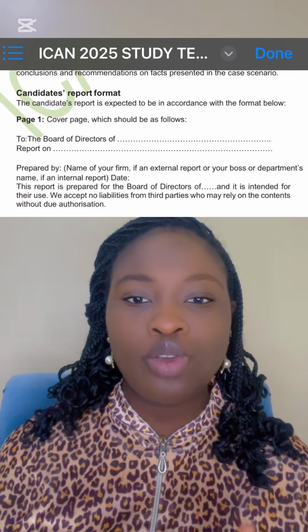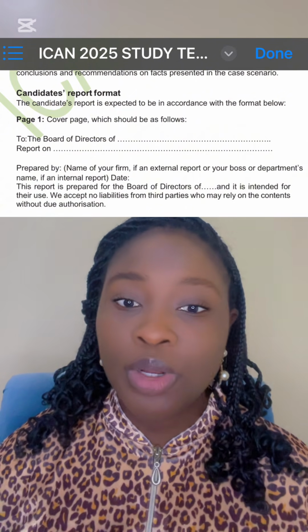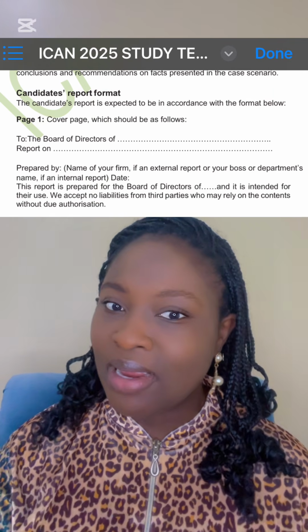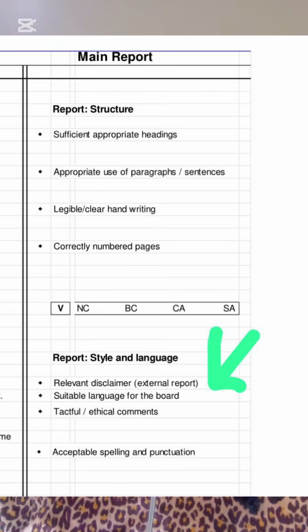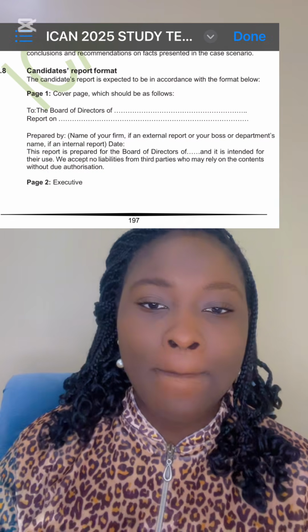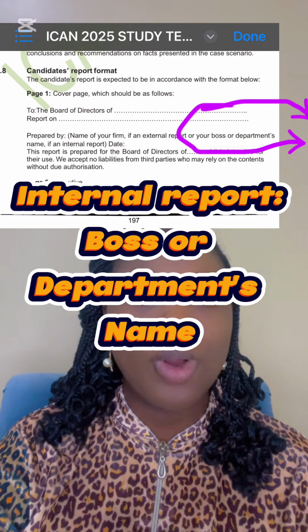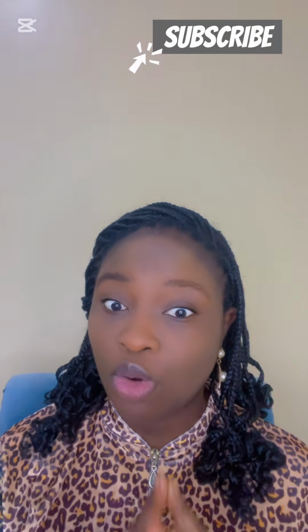You can see that it started with to the board of directors, prepared by, report on, date, and then disclaimer if it's an external report. The fact that they put it like this does not mean you should put disclaimer everywhere. Look at the marking guide. They said disclaimer when it is an external report, so take note of that. Now, this is the structure that ICAN wants. For prepared by, if it's an external report, the name of the firm. If it's an internal report, your boss's name or your department's name. This is how they want you to do your cover page.